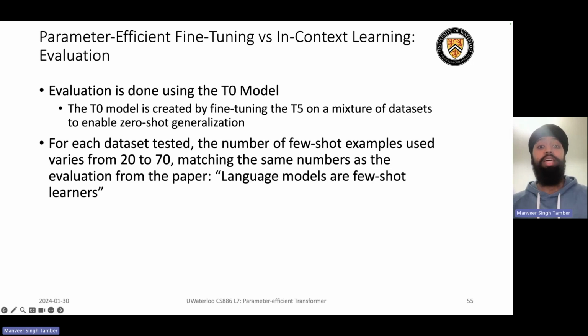For each dataset that they test, the number of few-shot examples used varies from 20 to 70, and that's not arbitrary. They do that to match the same number as the evaluation from the paper, Language Models are Few-Shot Learners. That's a paper that looks at few-shot learning with the GPT-3 model, and that's a paper by OpenAI.